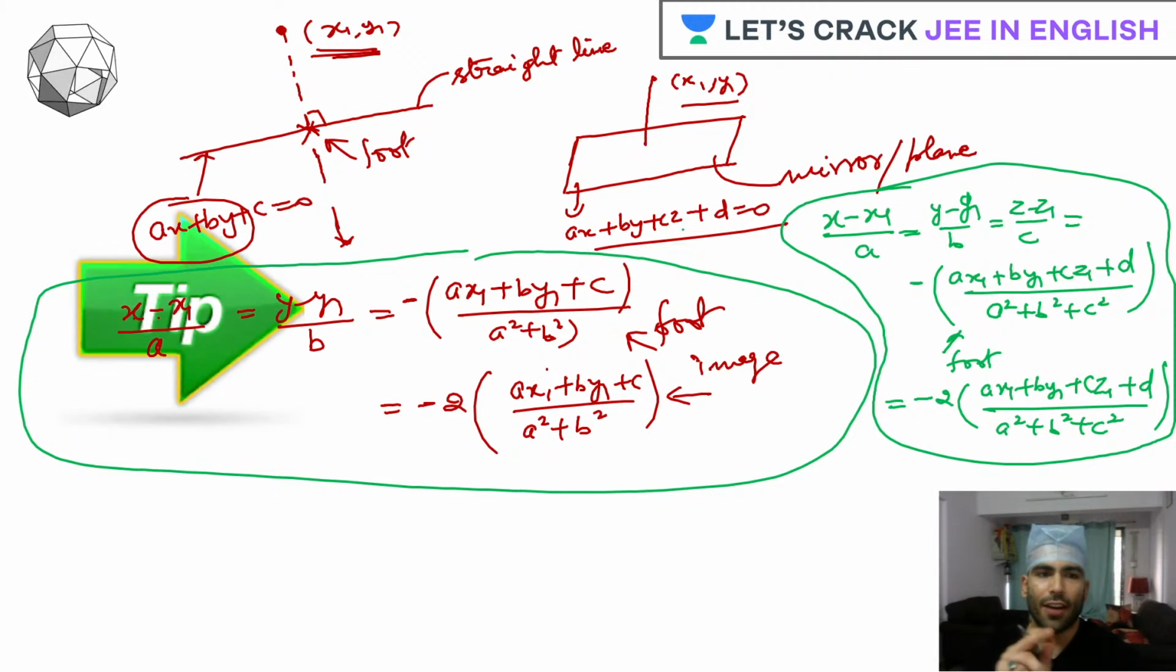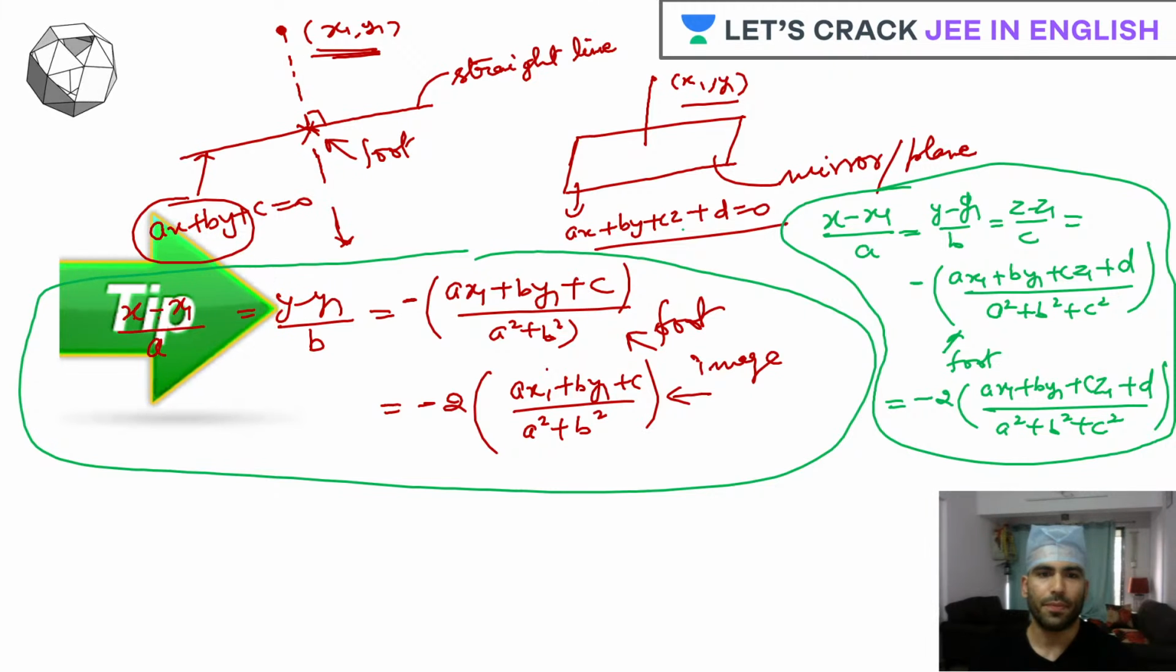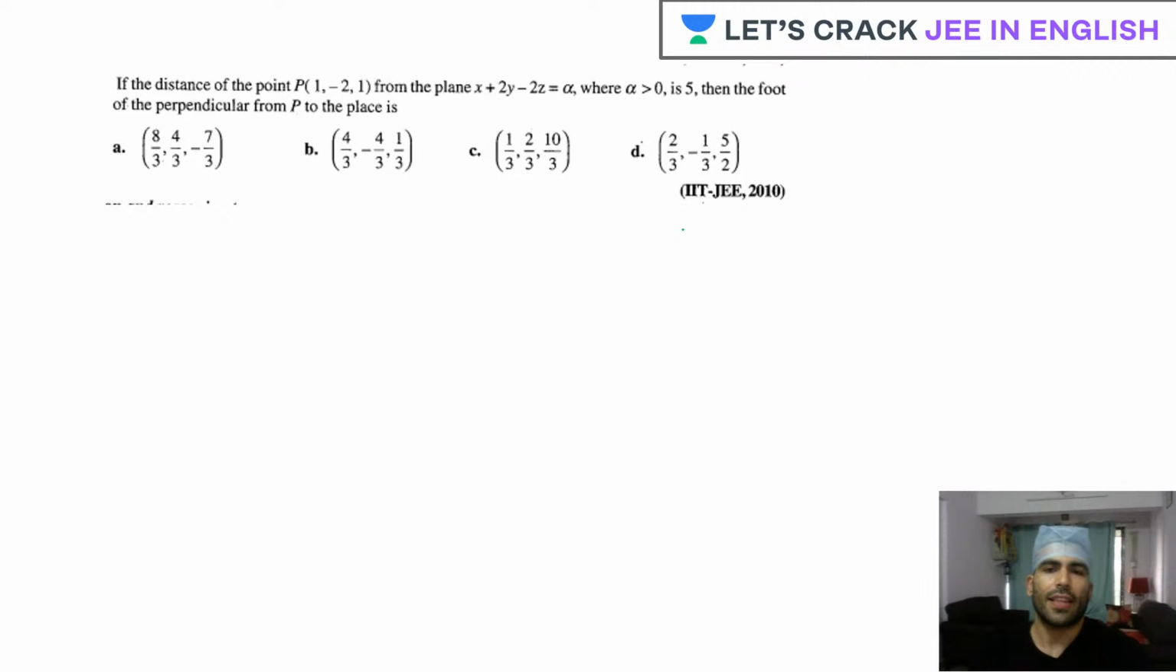Now I have one question, and this is your tip. This question came in IIT JEE 2010. I'll show you, so read this question. It says, if the distance of the point P from the plane x + 2y - 2z is equal to alpha, where alpha is greater than 0, is 5, then we have to find the foot of the perpendicular from P to the plane.